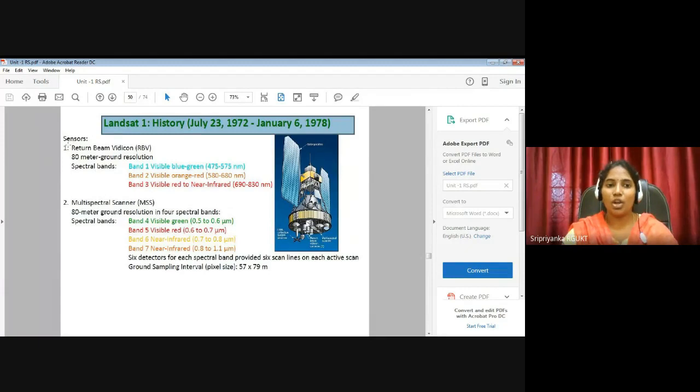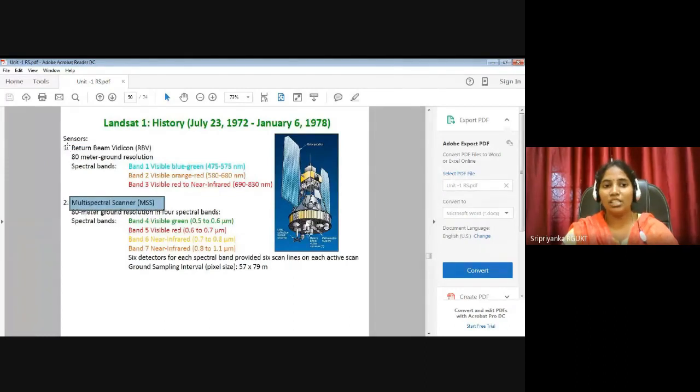One sensor is called RBV, and the other one is called Multi-Spectral Scanner. RBV is a type of optical sensor which has an 80-meter ground resolution. I told you what is meant by ground resolution or spatial resolution; the other day we were talking about it. Spatial resolution is nothing but the resolution at which two objects will be clearly visible.